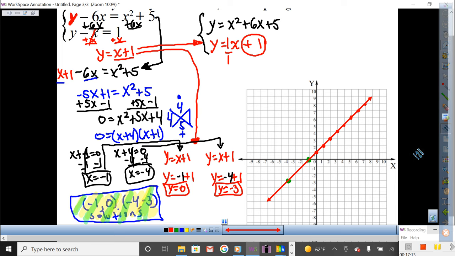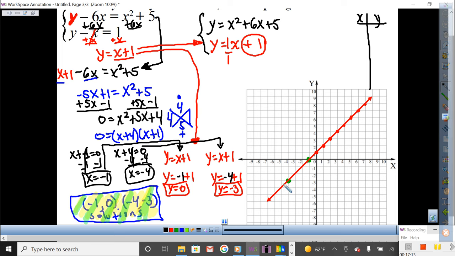Okay, so we're done with the linear. Now we need to graph which one? The quadratic. Now check this out. For the quadratic, before I make a table, I'm going to make a table over here, x, y. I want to know what domain I'm going to use. Now, look up really quick before you do anything else. Look up.